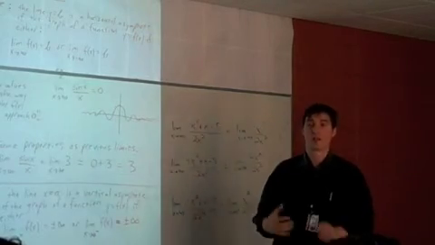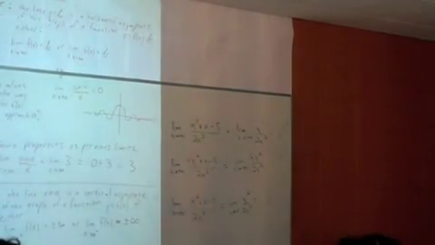Then we get to our buddy, vertical asymptotes. Now, what is a vertical asymptote? When do we see them? What happens with them?